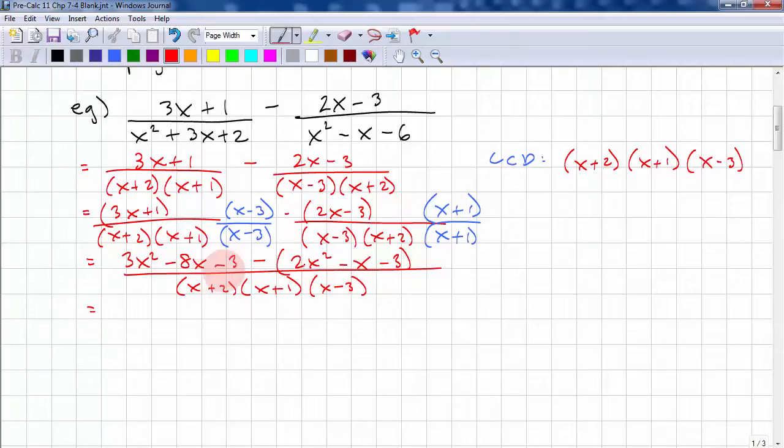Now we group like terms. So 3x squared minus 2x squared, that is x squared, minus 8x. These two negatives cancel out, so it becomes plus x, so that's minus 7x, minus 3, and these minuses cancel out, so we don't have to add anything else. And we'll leave the denominator factored.